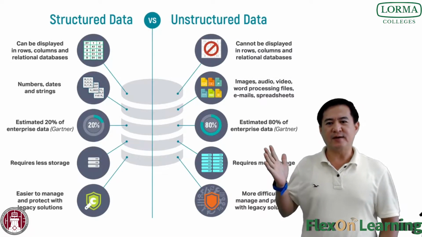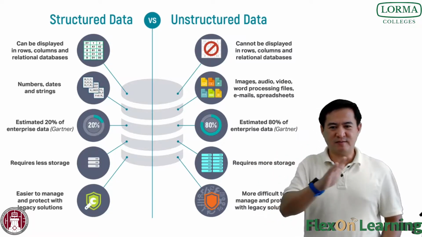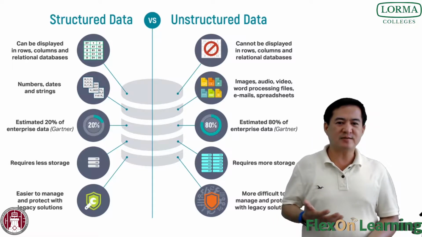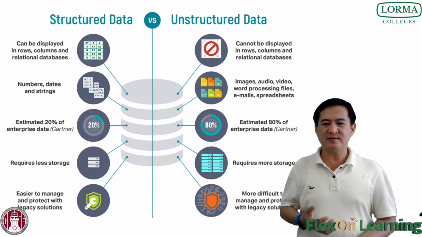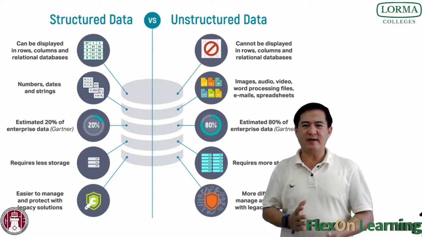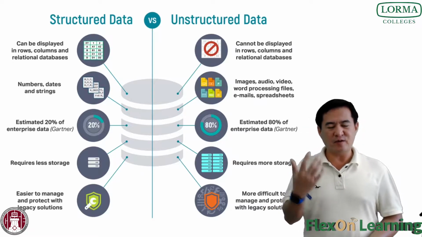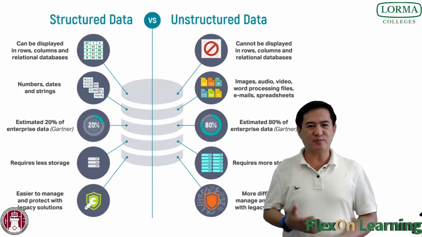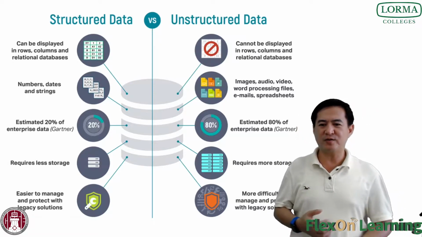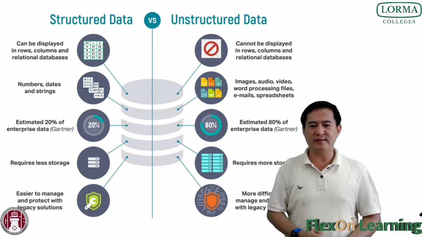Look at this diagram. A structured data is something that can be displayed in rows and columns consisting of numbers, dates, strings, and unstructured data, on the other hand, are primarily from images, documents, emails, and spreadsheets. So the tweets, posts, and comments from various sources are good examples of unstructured data.